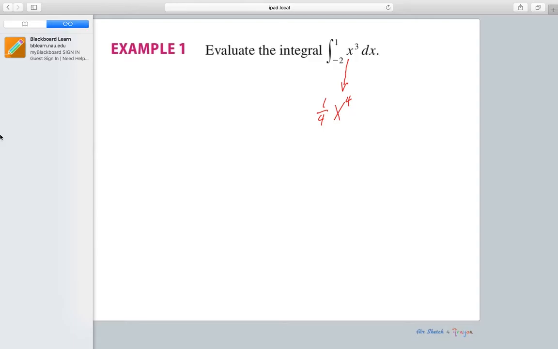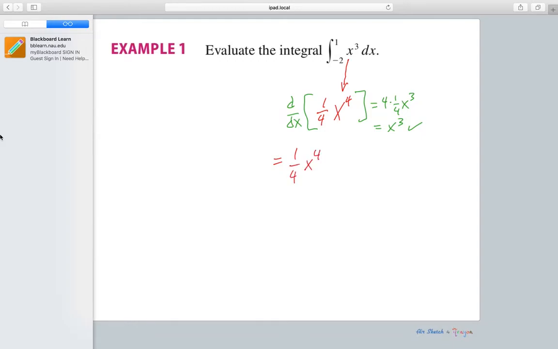And we can always check our answers just by trying to quickly take the derivative and make sure we end up with the original function, right? And that would mean 4 times 1/4 x cubed, which is x cubed, which is what I want, right? All right, so we have my antiderivative, which is 1/4 x to the fourth.